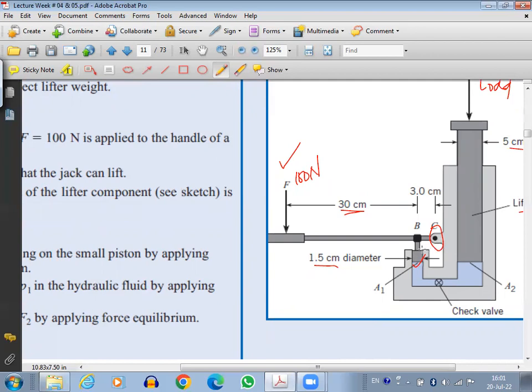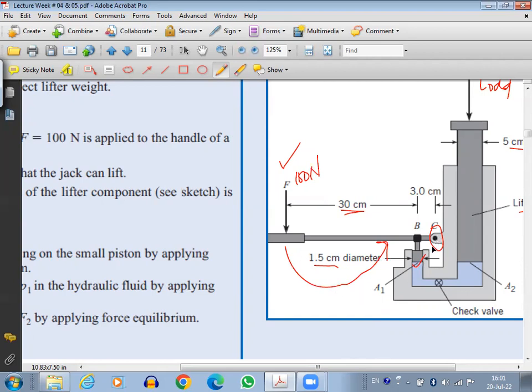Fulcrum is the main point of contact where the rotation occurs. So I can apply the moment equilibrium at the fulcrum, and find out what would be the force provided by the piston because of my application of 100 Newton. What I have to do is take the summation of moments at point C.